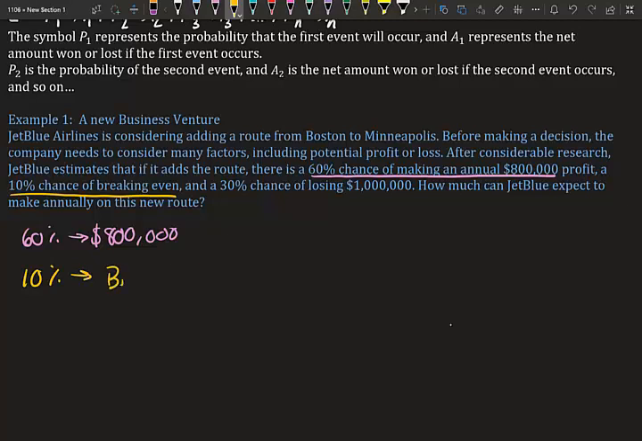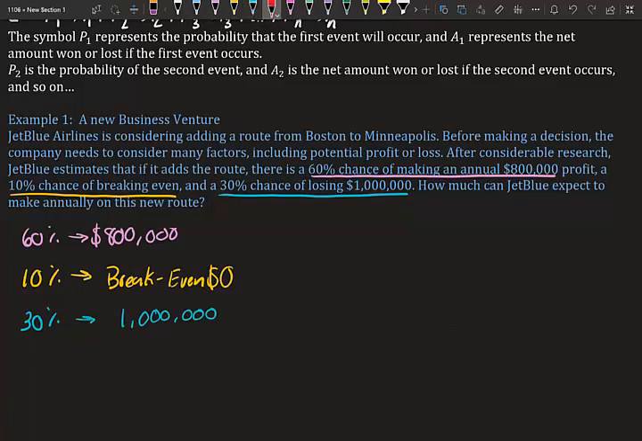So breaking even, that means no money. That's $0. Meaning you didn't lose anything, but you didn't gain anything. That's $0. And then our third scenario is a 30% chance of losing $1 million. Ooh, that's a lot of money, right? If you're losing, isn't that negative $1 million? So be careful with the wording.